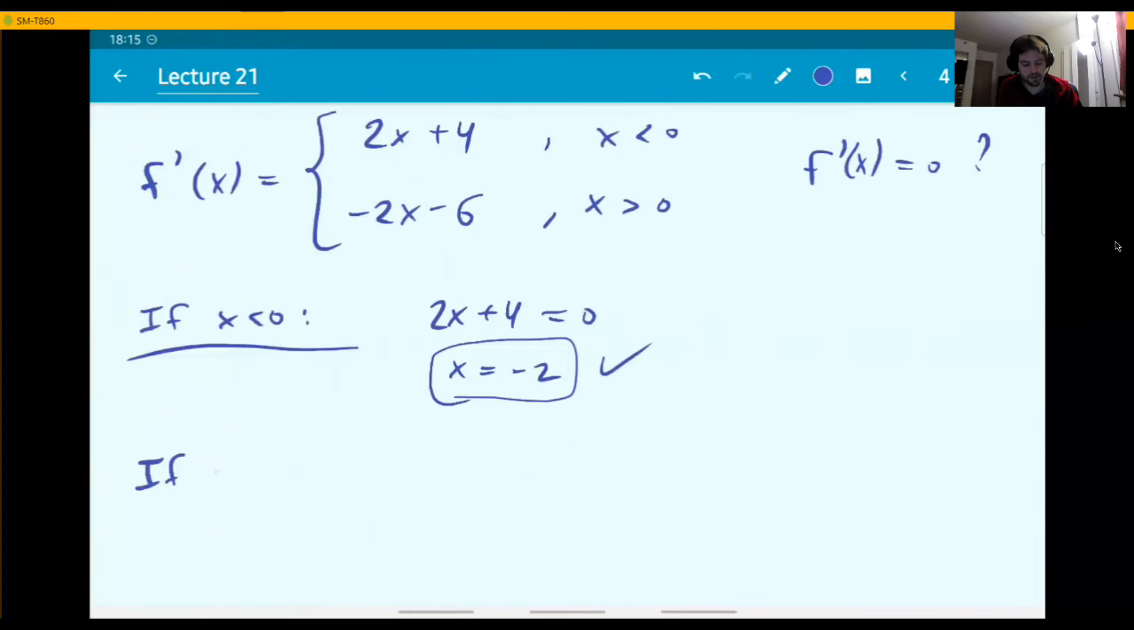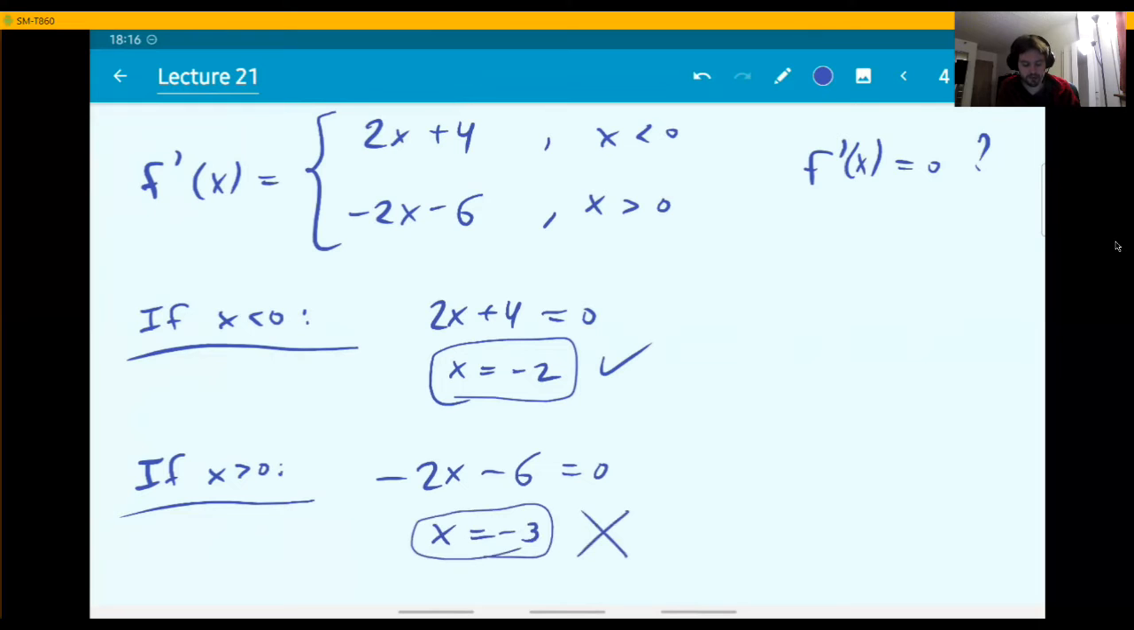What about if x is larger than 0, the other piece? Well, then you're looking for solutions to -2x minus 6 equals 0. What is the solution here? x is equal to -3. That one you don't count. -3 is not larger than 0. So when you're doing piecewise functions, be careful with this kind of thing. The solutions that you find where those pieces are equal to 0 have to be in the correct places. So we only found x equals -2.